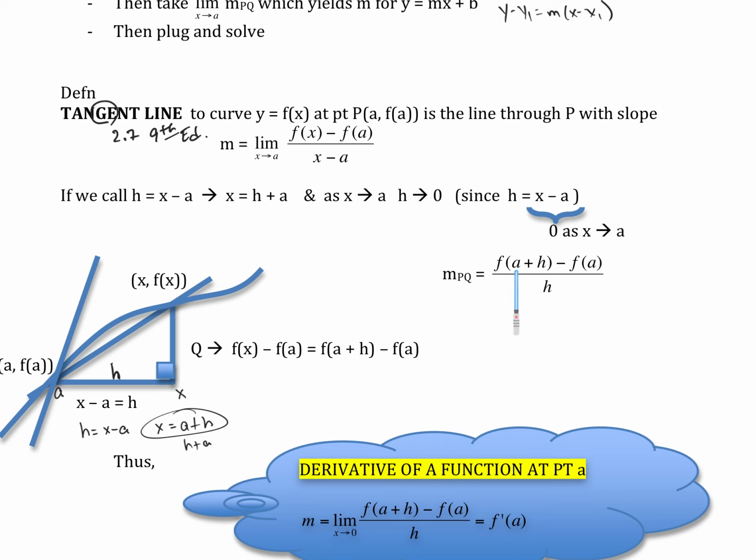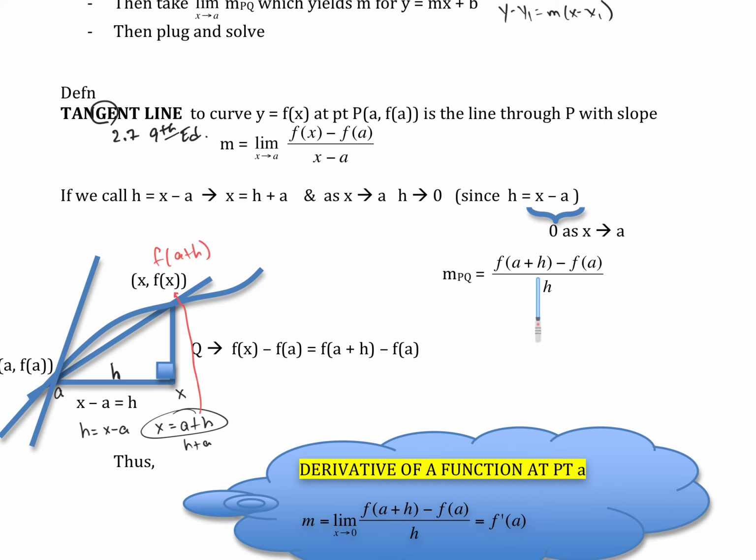Now let me plug in some other things. This f of x would be f of a plus h, since I called that distance x, and instead I used the h. This would be the same as plugging it in. So all I'm doing is a little bit of manipulation with some variables and introducing this h. So the slope from P to Q is equal to f of a plus h minus f of a.